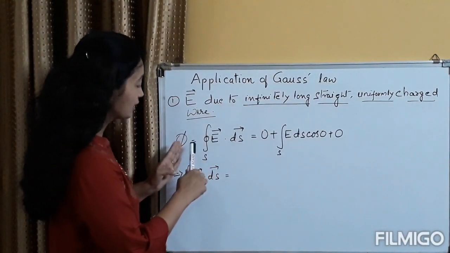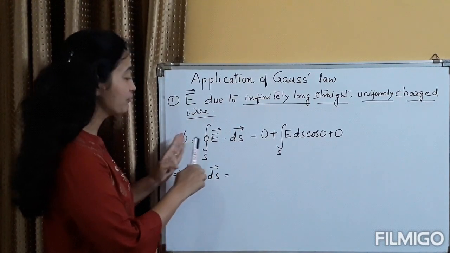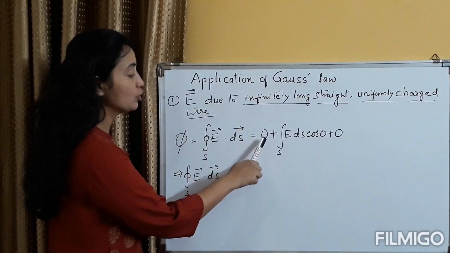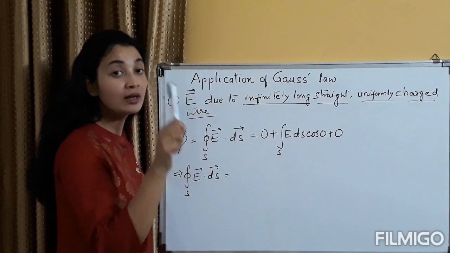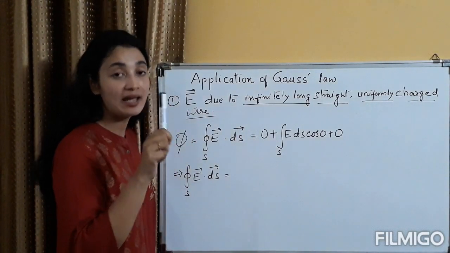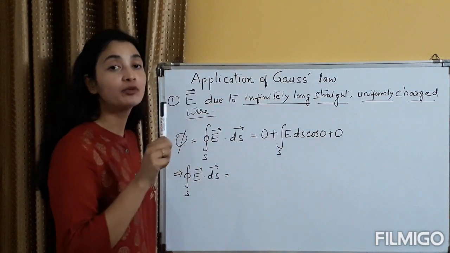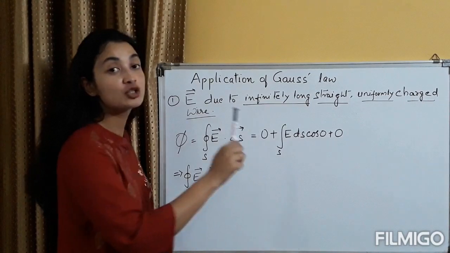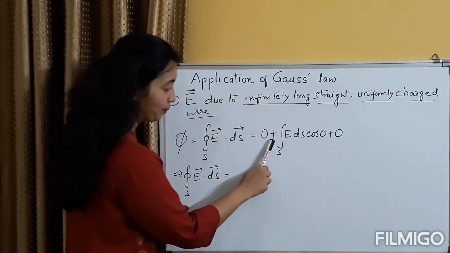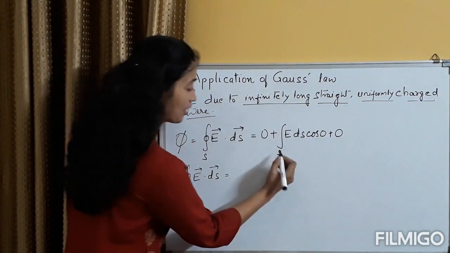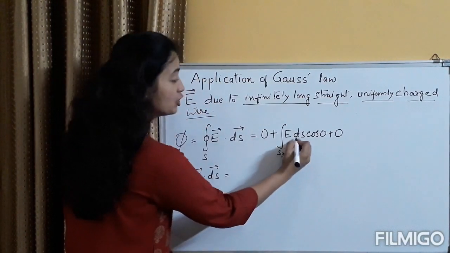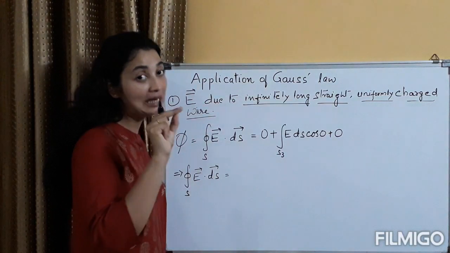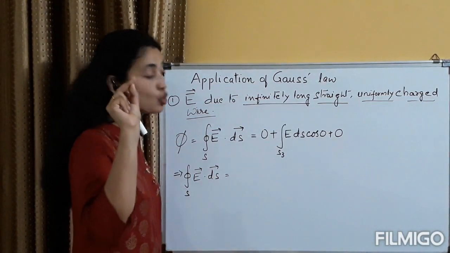So we got the conclusion that total flux phi, which is closed integral of E dot ds, is equal to 0 for the first surface ds1, where the angle between electric field and ds1 is 90 degrees. So E ds cos 90 is 0, plus the third surface, S3, where E and ds are in the same direction. E ds cos 0 results to 1.